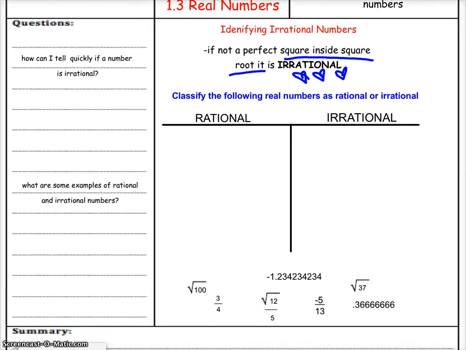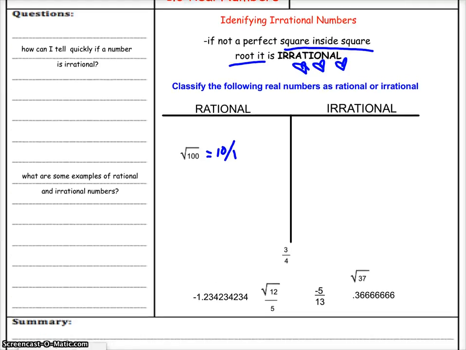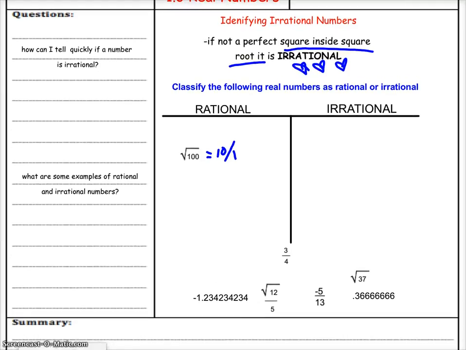All right, let's classify. The square root of 100, is that a perfect square? Yes. 100 is a perfect square, which is 10, which I can make as 10 over 1. So that is a rational number. What about 3/4? Is a fraction rational or irrational? Rational. That's the definition of a rational number. Can you make it into a fraction? Yes, because it already is.